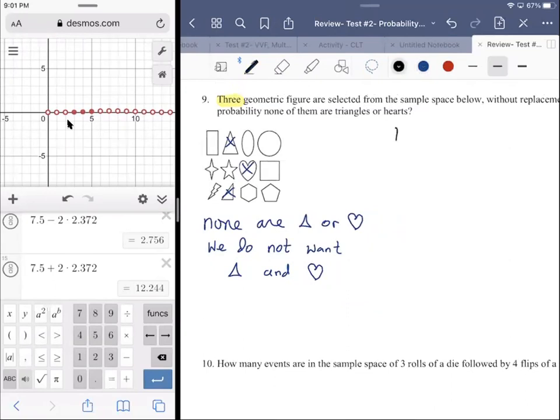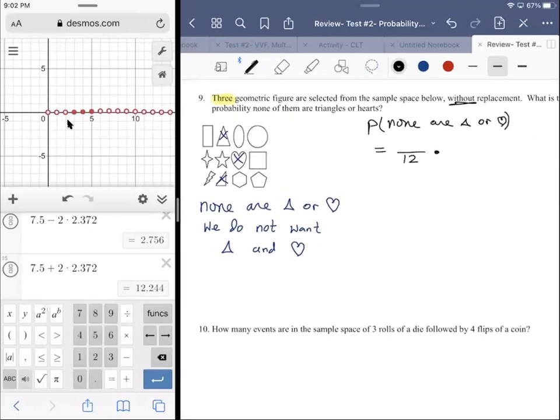So the first one, probability that, again, none are triangles or hearts. It's going to be, and again, there's 3 figures. So I have a total of 12 objects. It's without replacement. So we think about what I have and what I want. All right. I have 12 items. I only want 9 of them.